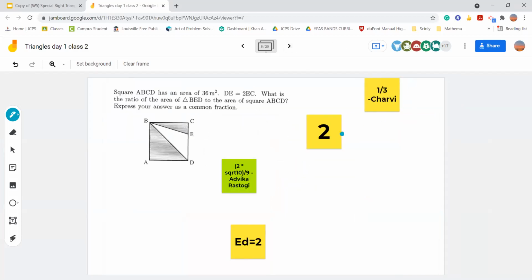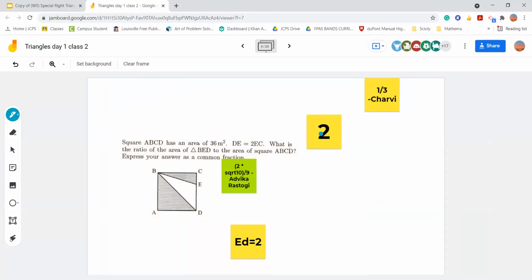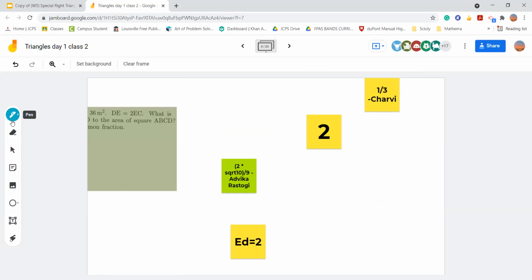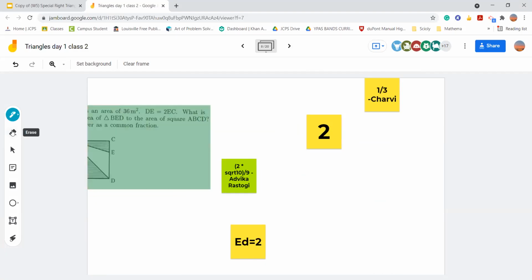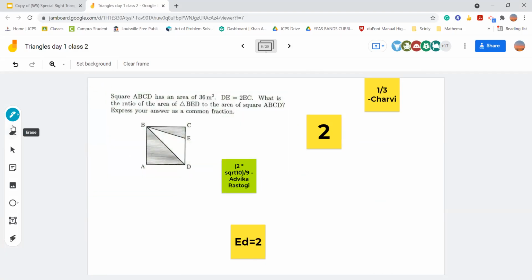Okay. Slide 8. Square ABCD has an area of 36 meters squared. Whoa. DE equals 2EC. What's the ratio of the area of triangle BED to the area of square ABCD?